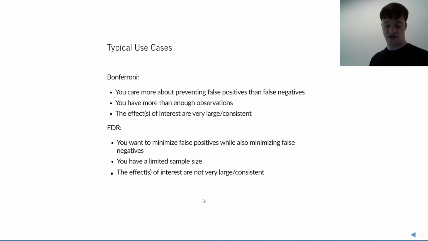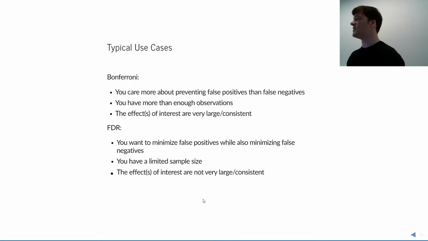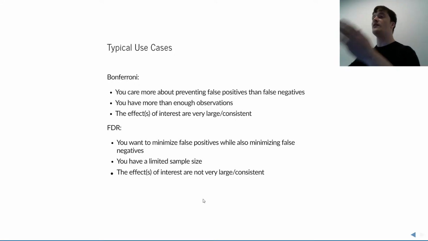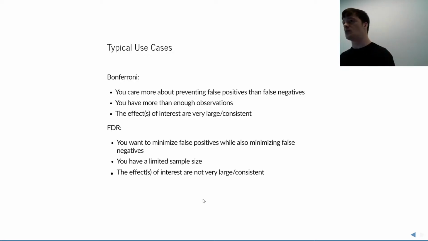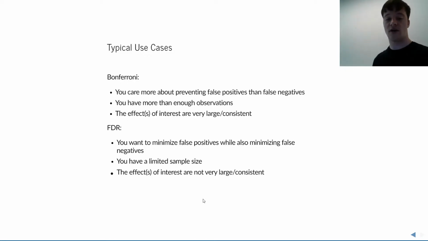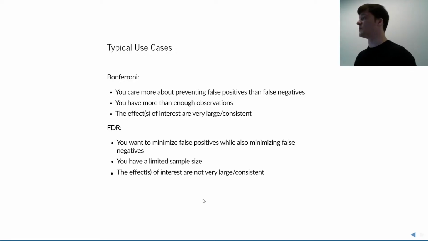Bonferroni is the more strict one of the two. So if a false negative is not that big a problem to you, let's say you have a very large sample size or the effects you're interested in are very large and very consistent, then just use Bonferroni. You're on the safe side of being wrong. If on the other hand, the differences you're studying are small, you're working with a limited sample size, or the effects are not very consistent, then this FDR correction is a lot more attractive because it will give you more significance while still having corrected for multiple testing.